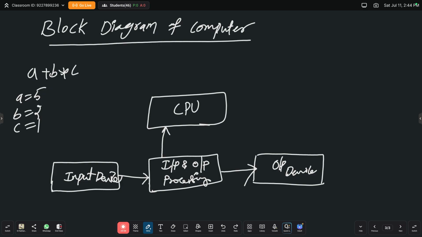I am not asking your data structure or your math, BODMAS rule. I'm not asking this. Just as a human being, just you tell me how to do this.